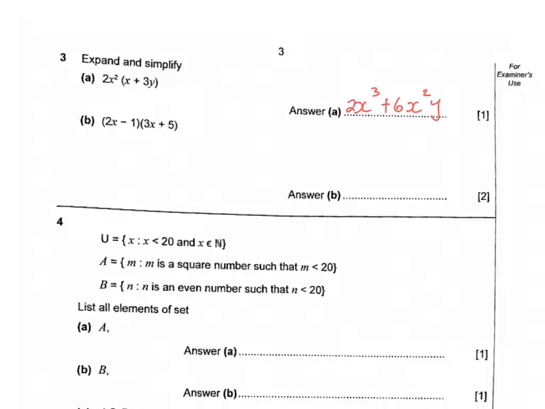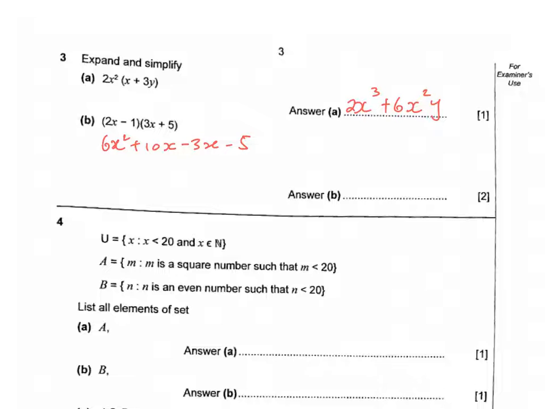Then we go to B, expand here. Now here you remove one by one. 2x times 3x will give us 6x squared. 2x times 5 is 10x. Negative 1 times 3x gives us negative 3x. And negative 1 times 5 gives us negative 5.